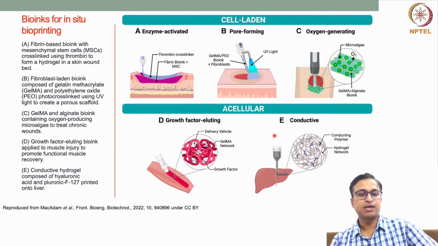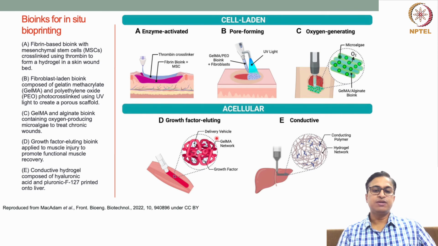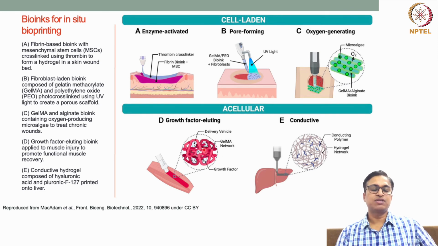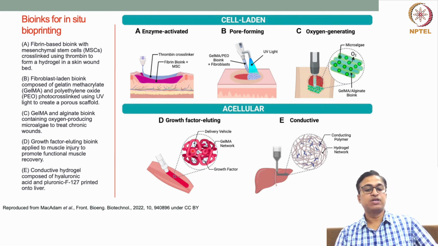Like in this case they have used gelma, so it can be cross-linked by photo light, right? Then this can be put into that particular defect area, and by switching on the light, this can be solidified and used as a template for this growth factor delivery. So this growth factor eluting bioink can be very well used for different tissue regeneration.